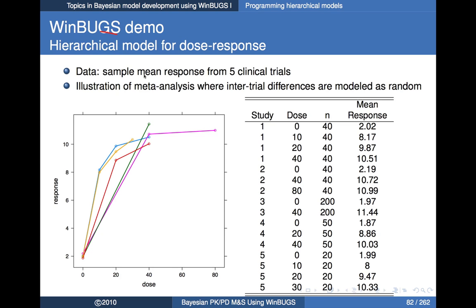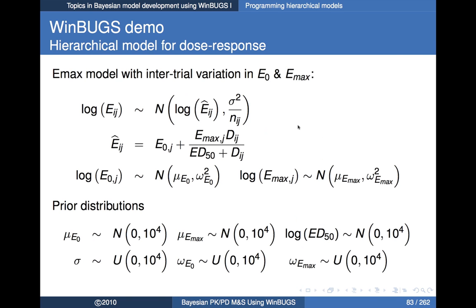We're doing a hierarchical model where I had sample mean responses from 5 trials. As I say, it illustrated meta-analysis where we had inter-trial differences. But basically, any place you see inter-trial here plays the same role as inter-individual in a population analysis. So we've got a bunch of dose response data from a few different trials, and the model we had here is just an Emax model. You can see the Emax model doesn't even have a sigmoid part. We've got a non-zero baseline here.